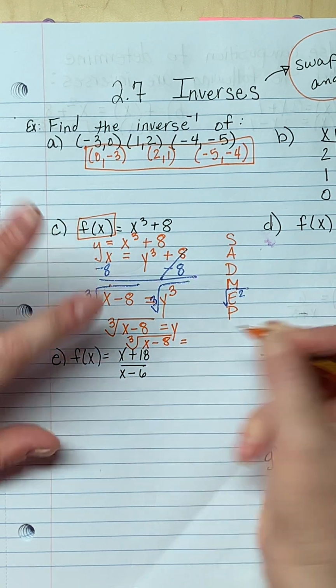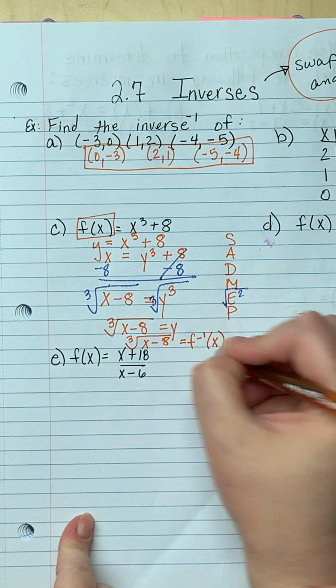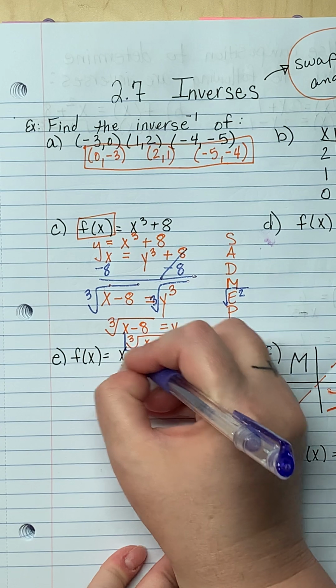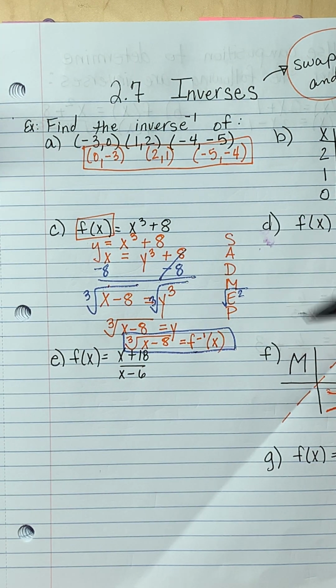So the very last step is to take that y and put f to the negative 1 of x. Done with that problem. And we probably could have done this in our head just by thinking aloud.